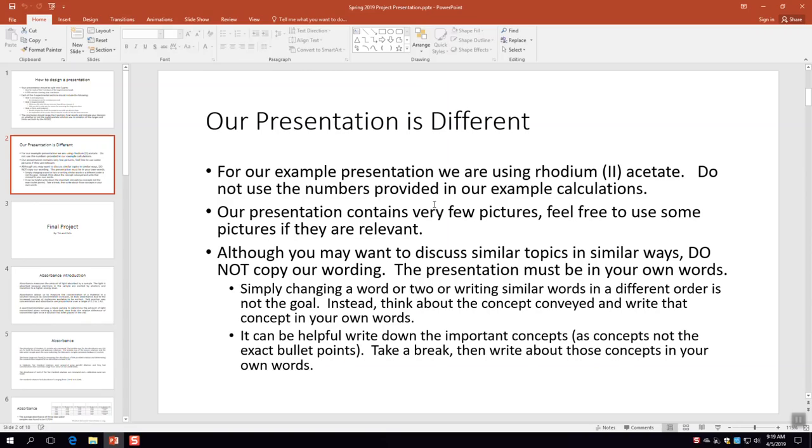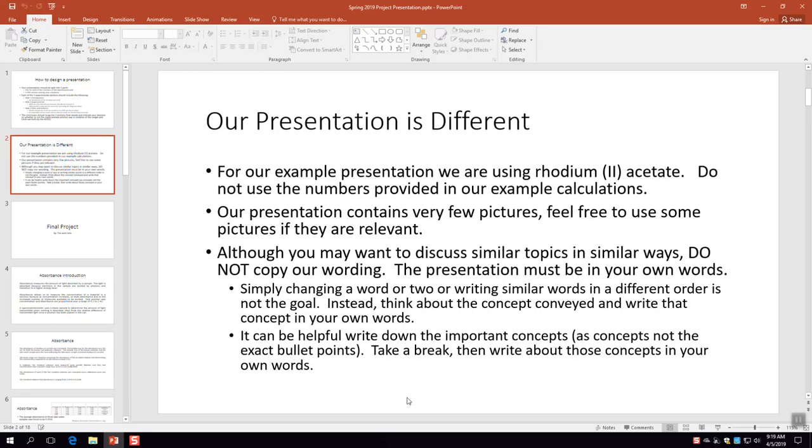Our presentation contains very few pictures. However, you can feel free to use actual pictures you took of your experimentation, but if you didn't, you could use other pictures you found on the internet that illustrate something that you want to show. So feel free to use pictures to make your presentation look better than ours does.